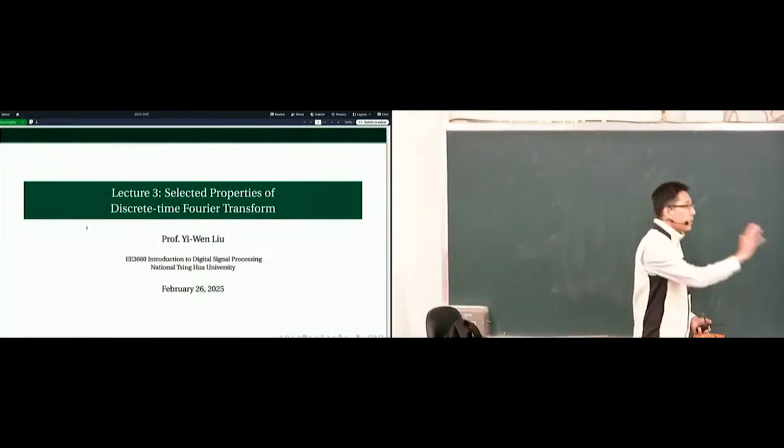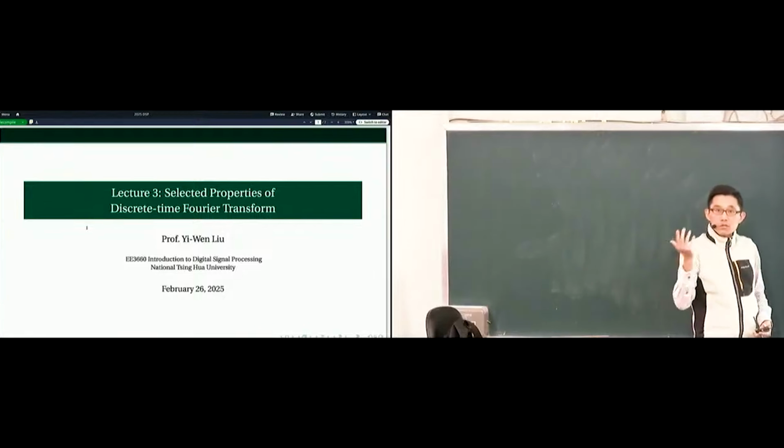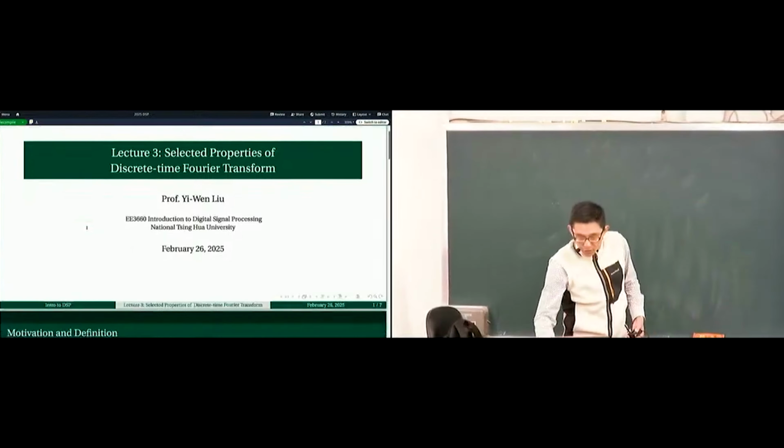But for a more complete coverage of the topic, please check the textbook. If you want to know thoroughly every possible property of the DTFT, please refer to the textbook. Here we are only going to see a few properties. But before we see the properties, of course, we see the definition first.